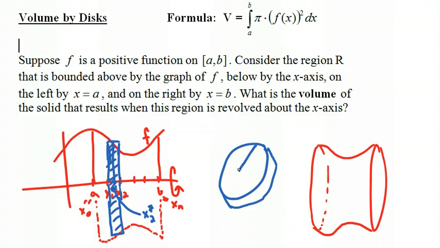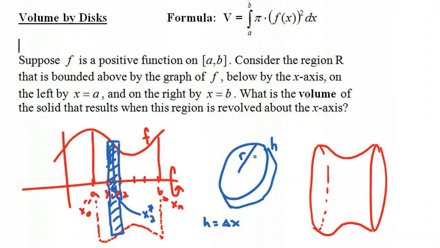Every disk or every cylinder has a radius r, and it also has a height h. Now the height h of this disk, remember it's three-dimensional here, we're taking this and revolving it around the x-axis. The height of this disk is really just the width of each interval here. And we're going to call the width of each subinterval delta x. So h is just going to be delta x.